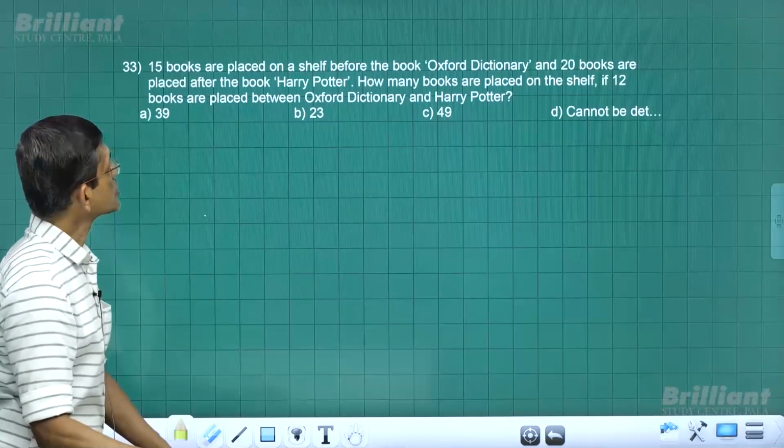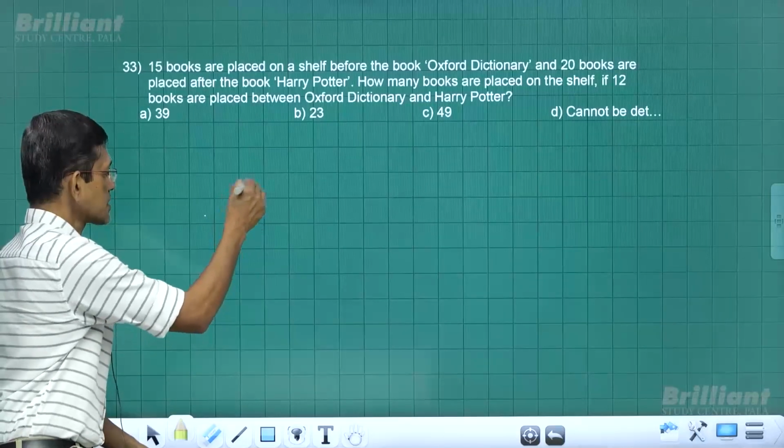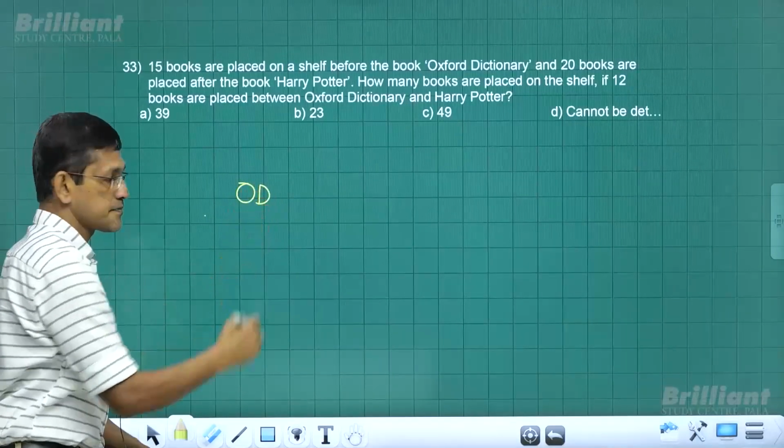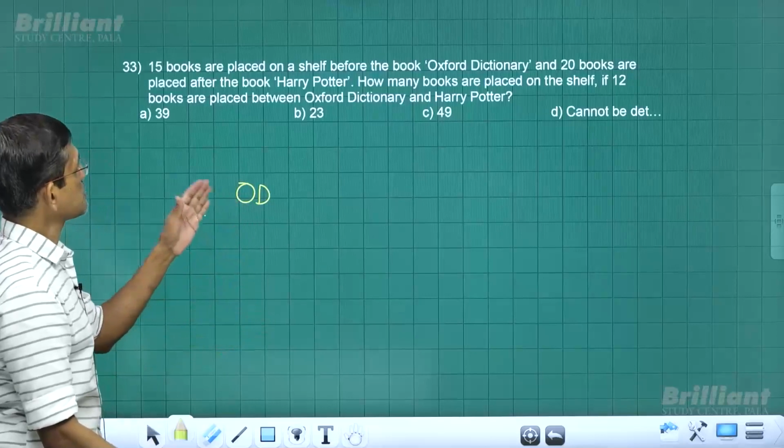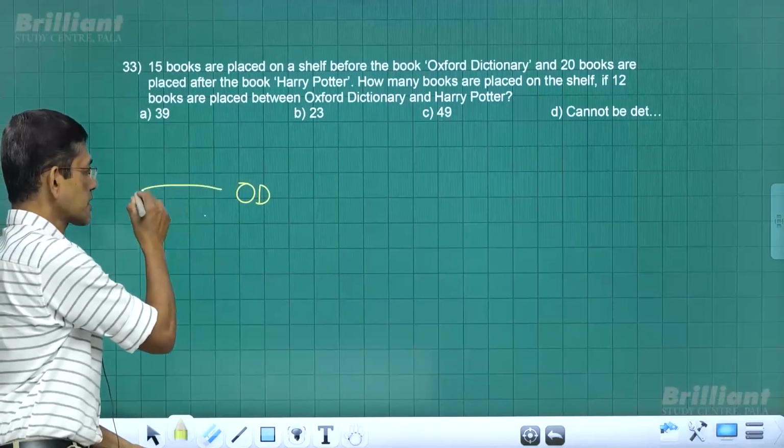In this question, question number 33, 15 books are placed on a shelf before the book Oxford Dictionary. So 15 books are placed on the shelf before Oxford Dictionary. So this is Oxford Dictionary. Mark it as Audi. How many books before that? 15 books. So before Oxford Dictionary, we have 15 books.